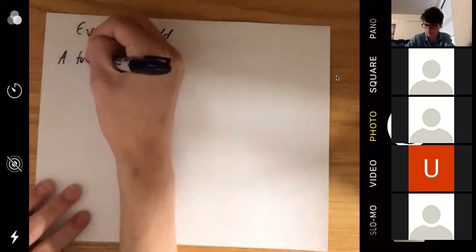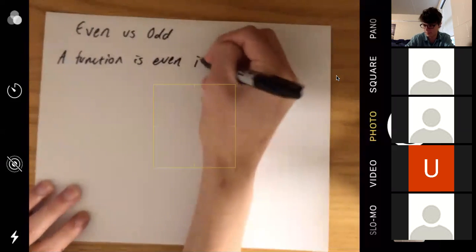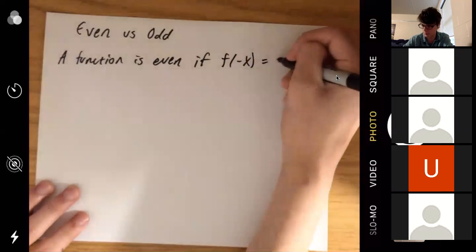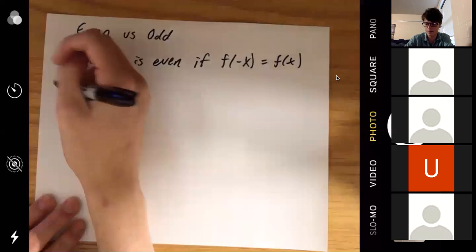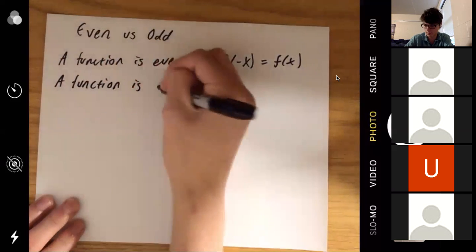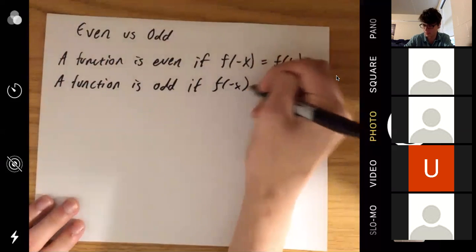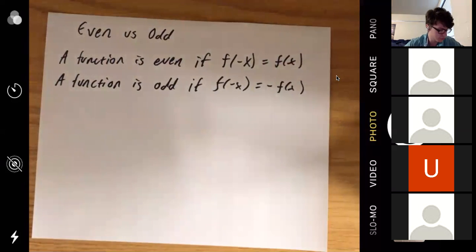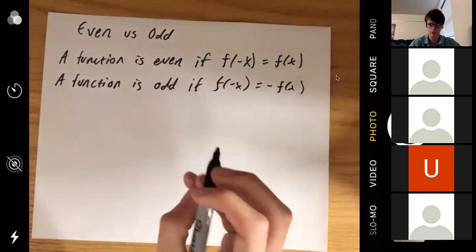A function is even if f of minus x is equal to f of x. And a function is odd if f of minus x is equal to minus f of x. Okay? So this is the definition. You can always check whether a function is even or odd using these definitions.